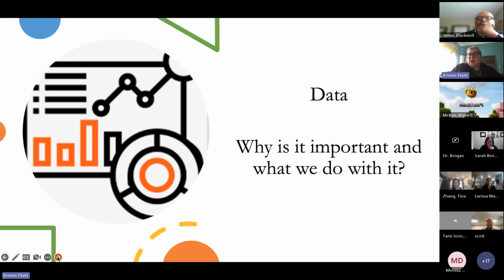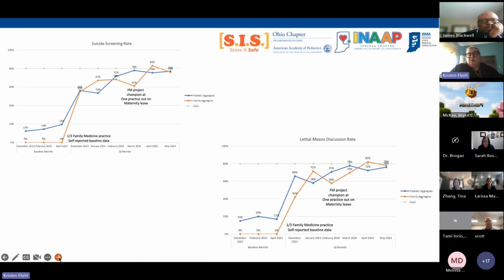So data, that's what we're going to talk about today. I always like to start off with why it's important and what we do with it, because it's not just that we're having you do it to burden you or make your life difficult. Over the waves of the project that we've done, we've tried to be as conscientious about your time with data as possible, because we obviously want you doing clinical care. But we do collect data in the project to help us see if the interventions are happening. We will also be giving you data on what your population looks like in terms of depression risk and suicidality risk.